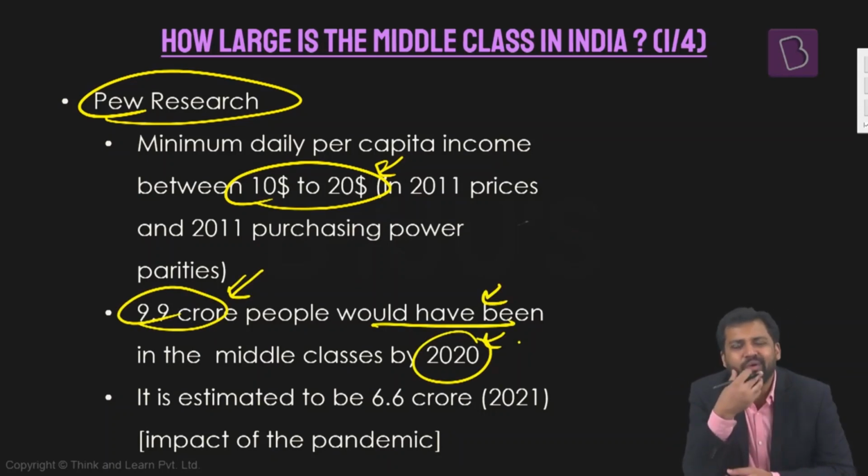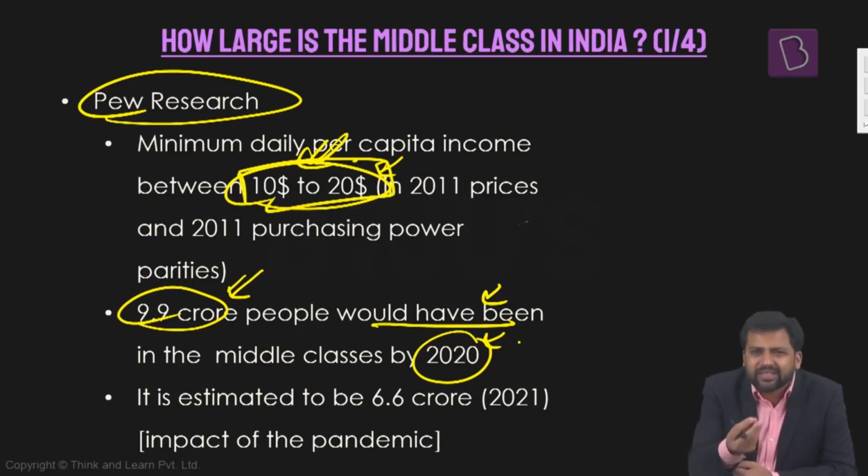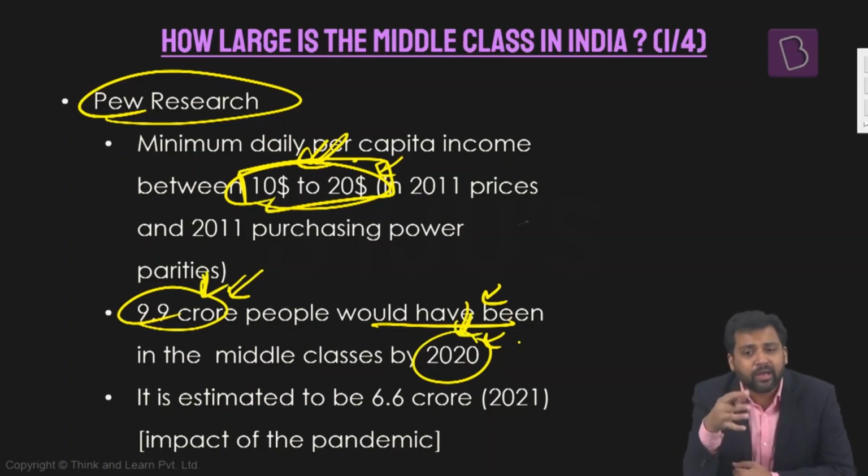So 9.9 crores is not a huge number, right? Out of a 130 crore population, 9.9 crores is hardly 10%, not even 10%, less than that. So if this is the criteria taken, the size of the middle class is not that huge. And this is what was expected to be the size of the middle class by 2020. And because of the pandemic, a lot of people are getting pushed back into poverty. A lot of people lost their jobs.